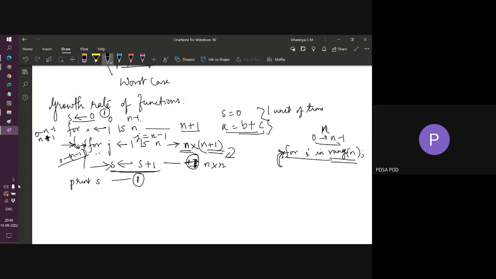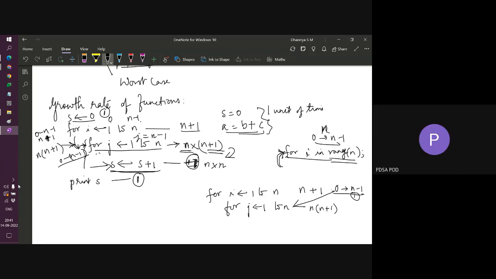How about this one? How many times does this get executed for j equal to 1 to n? It will get executed n times. Ma'am, n into n, right? Let me write it once again. For I is 1 to n, for j equal to 1 to n, this gets executed n plus 1 times, that is 0 to n minus 1 and one more time. Yes, ma'am. It will be n into n plus 1. This is clear, no? N into n plus 1.